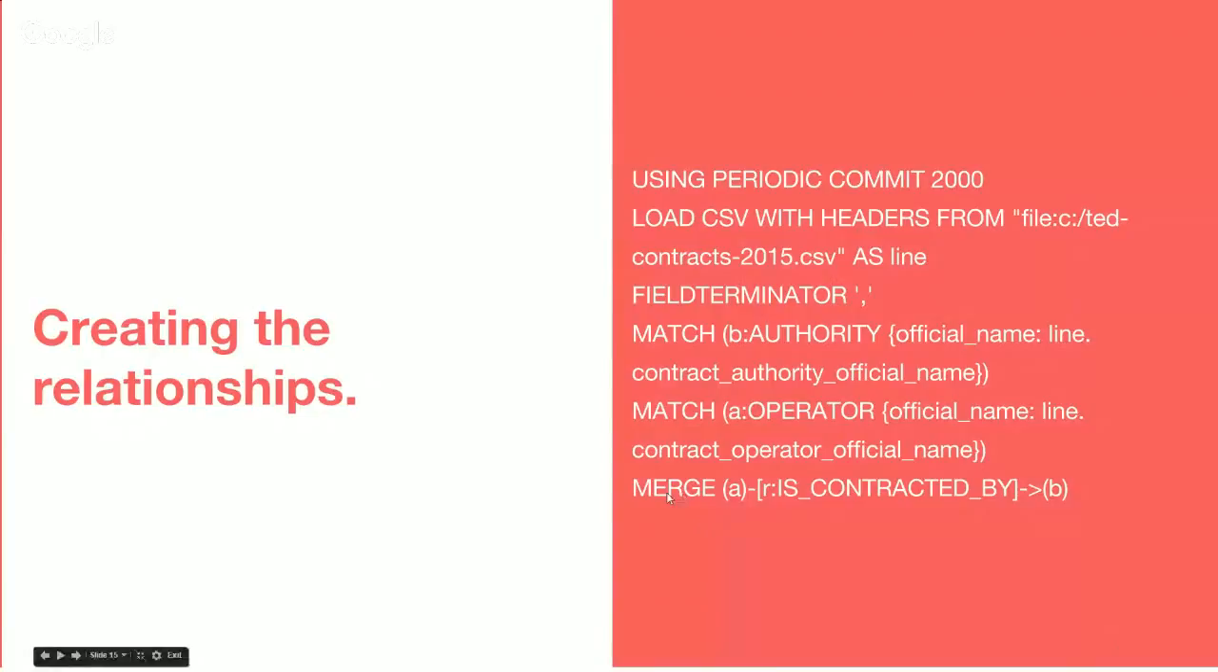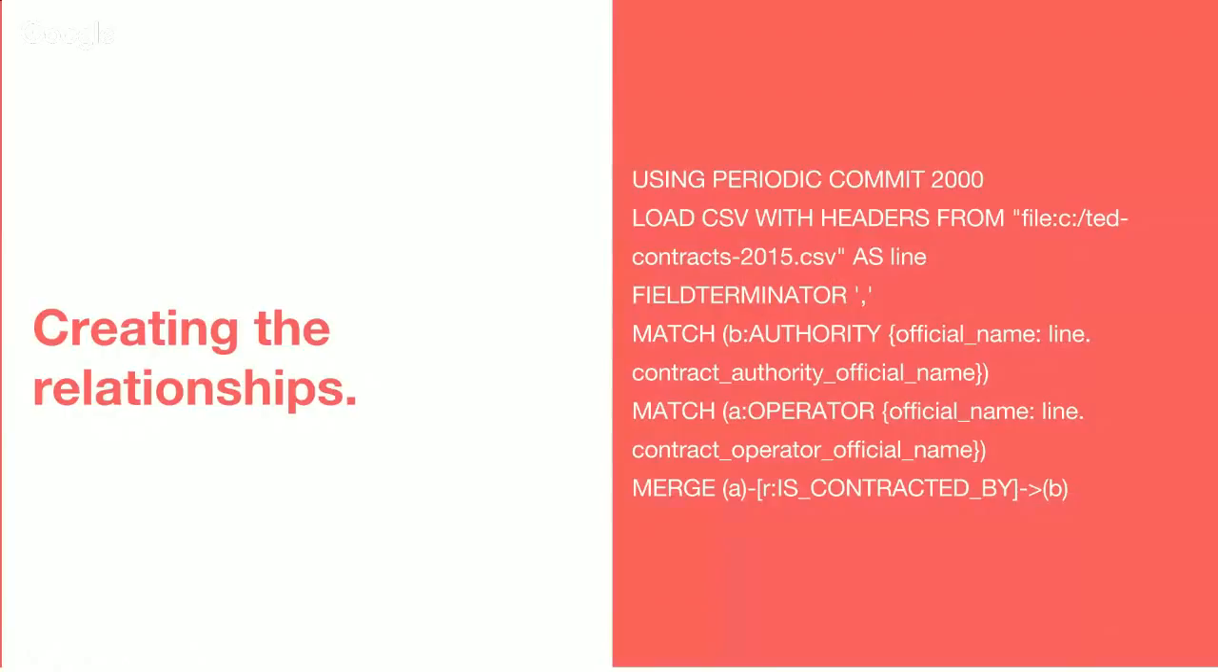To do that, we simply type MERGE (a), then the actual type of relationship, and then (b). So it's very easy. First, we try to identify one node, then another node. When these two nodes are identified, we just merge them and create a relationship, which is IS_CONTRACTED_BY. At the end, what we have is that node A and node B are linked by an IS_CONTRACTED_BY relationship.